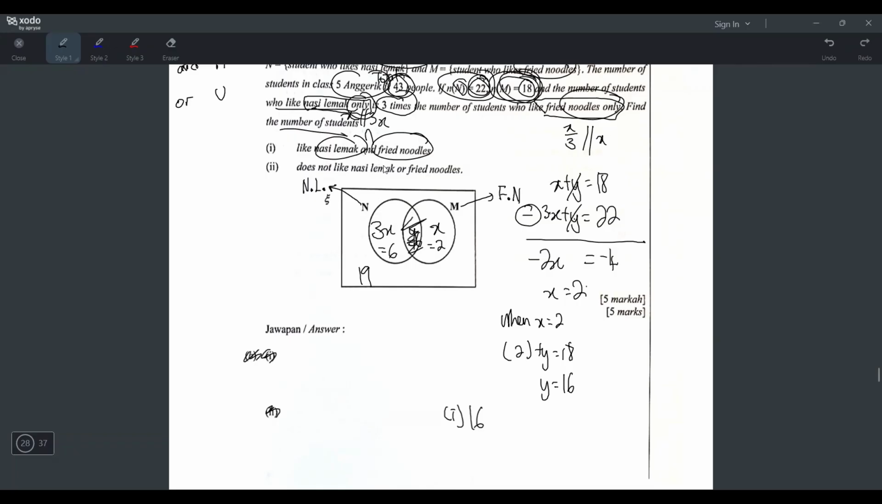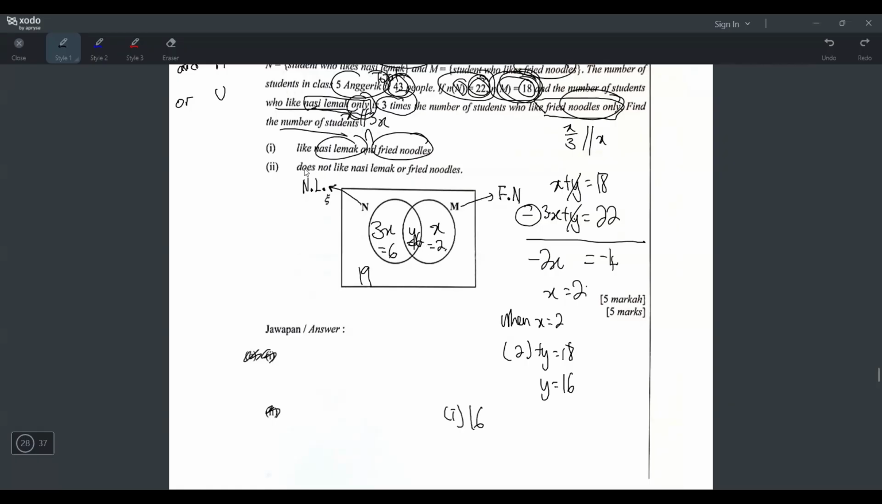Because ∩ means like intersection. Okay? Do you know some students thought they have to take 6 plus 16 plus 2. Saya pernah jumpa tau student macam ni. Because they thought nasi lemak and noodle means they go and add everything. No, no, no. If they say "and", you have to take the intersection only. If they say "or", then only you take 6 plus 16 plus 2. Okay, so very important.